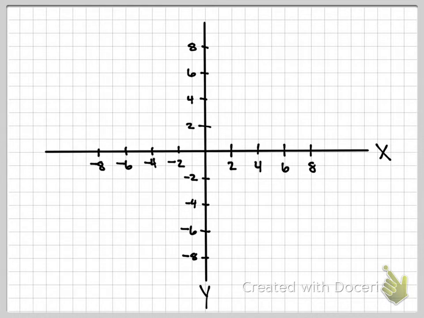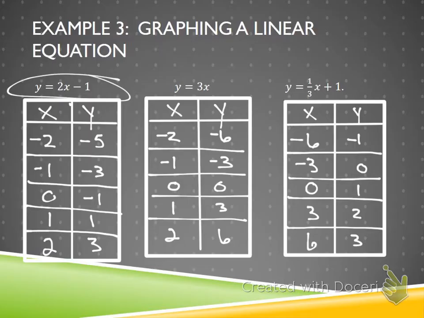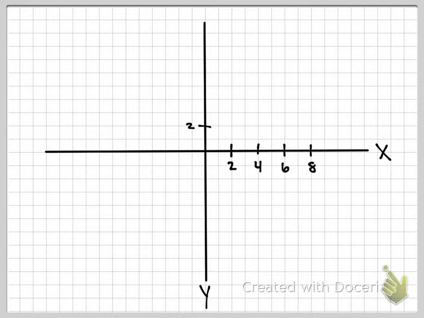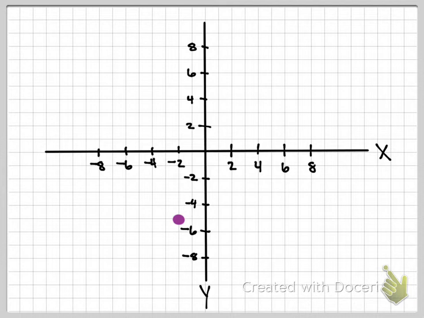So now go back to your ordered pairs. Okay, your first ordered pair, -2, -5. So you come over here to your graph, and you plot your first point at -2, down 5. Then you plot your second point where? -1, down 3. Go ahead and plot your last 3 points. All right, so 0, -1, 1, 1, 2, 3. Draw your line, and your arrows on the end.